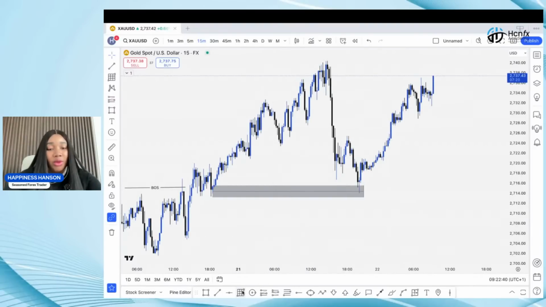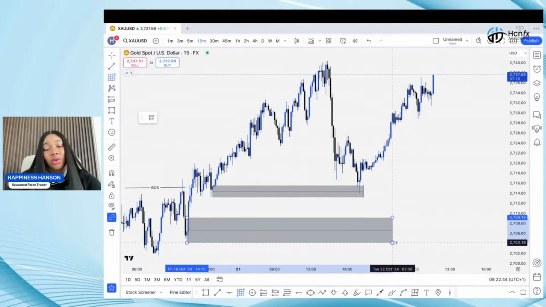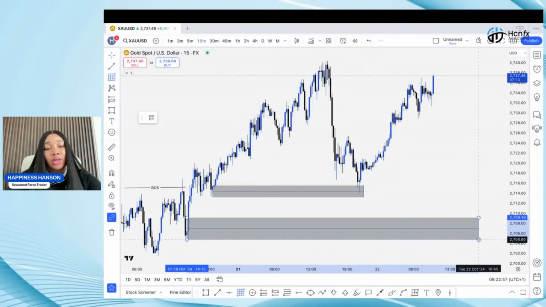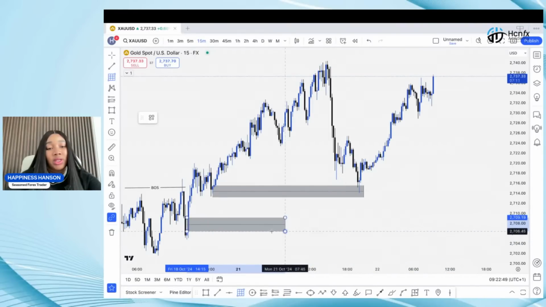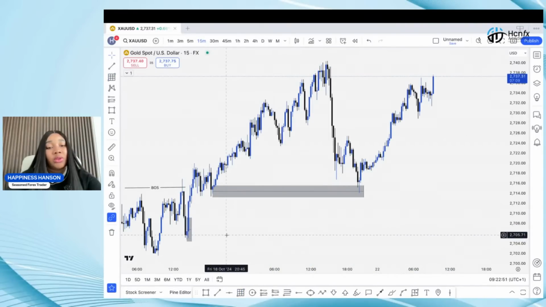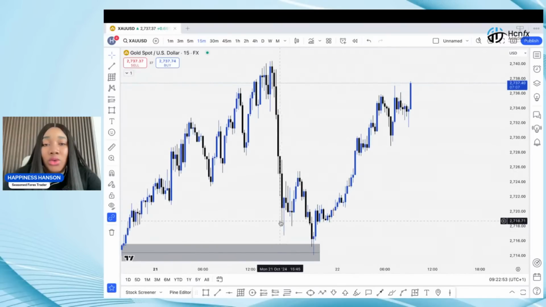I know another question may be, if price should get here, should we still consider this a valid order block? Of course, because it's not yet mitigated, so it's still a valid order block from 15 minutes. So we're going to leave it pending and watch what gold is doing now.